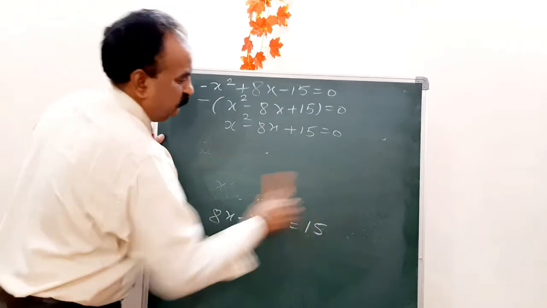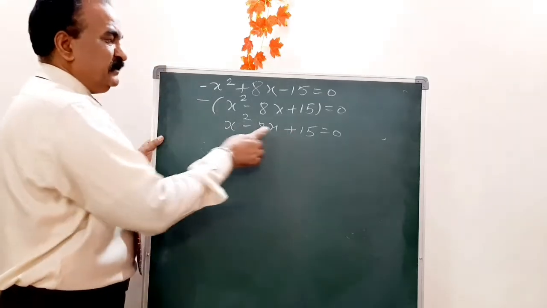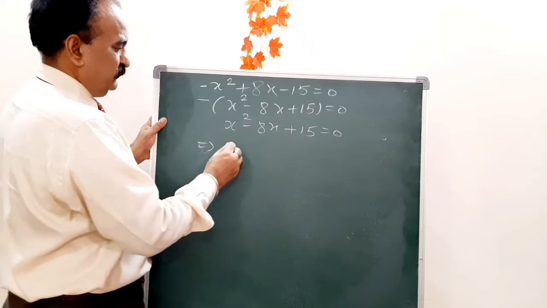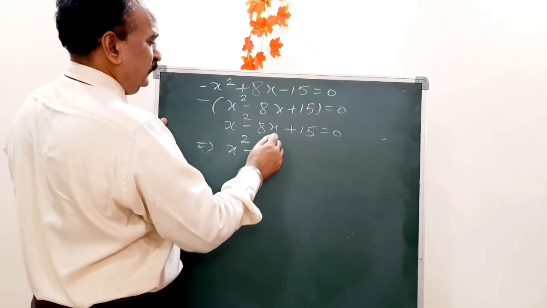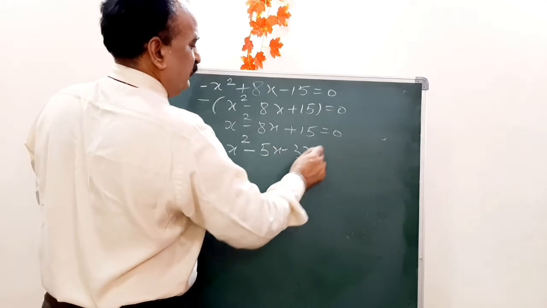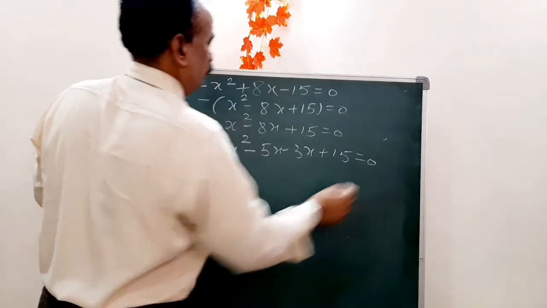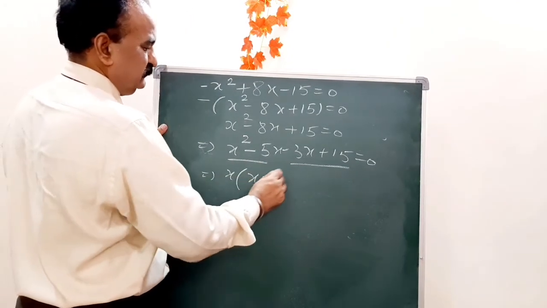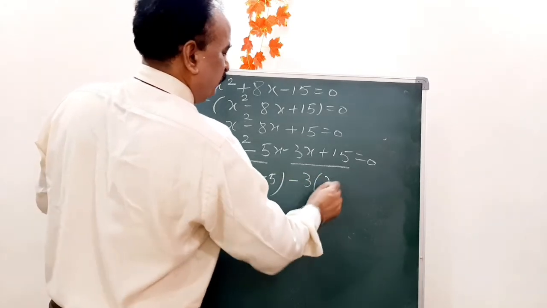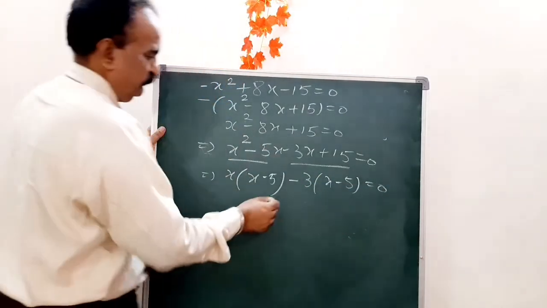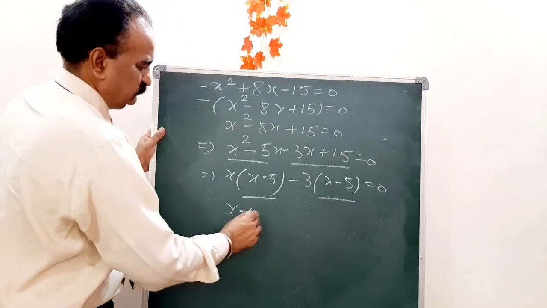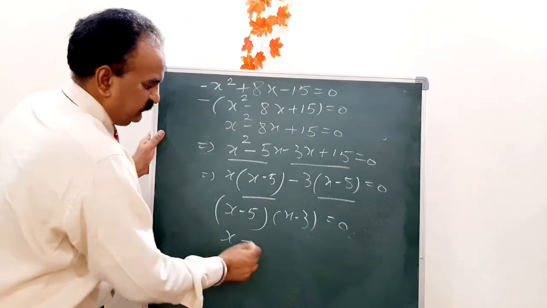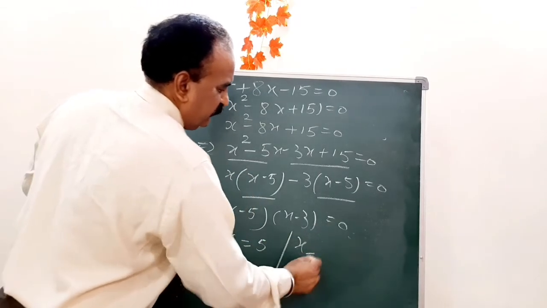Now tell me, what are the numbers? Their multiplication is 15 and their plus minus gives 8. 5 threes are 15. So you can take x square minus 8x, it means 5x minus 3x plus 15 equal to 0. This and this. X common, x minus 5. Minus 3 common, x minus 5 equal to 0. X minus 5 common, x minus 3 equal to 0. It means x is equal to 5 and x is equal to 3.